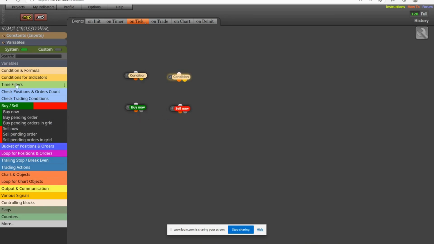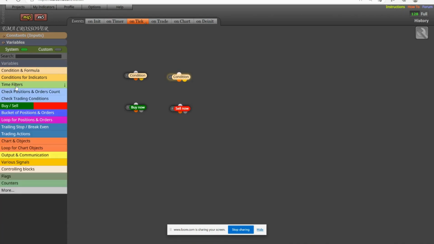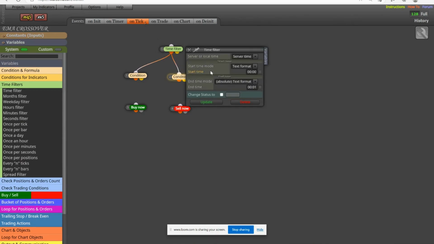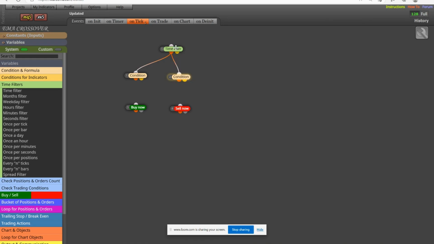Obviously, we don't trade all hours of the day, so let's put a quick time filter at the top between specific trading hours that you would normally trade with. So let's go with GMT, I don't know, 2300 till 1900. That means this algo will run between 11 o'clock at night and 7 o'clock at night.